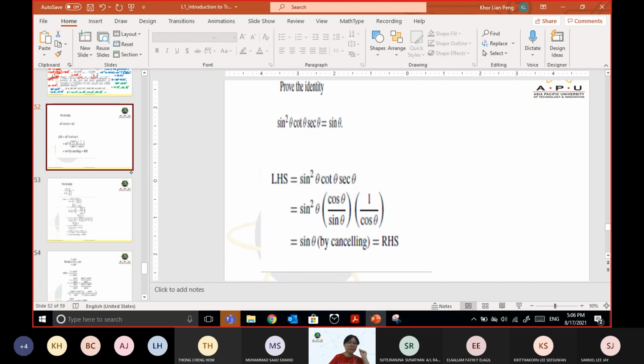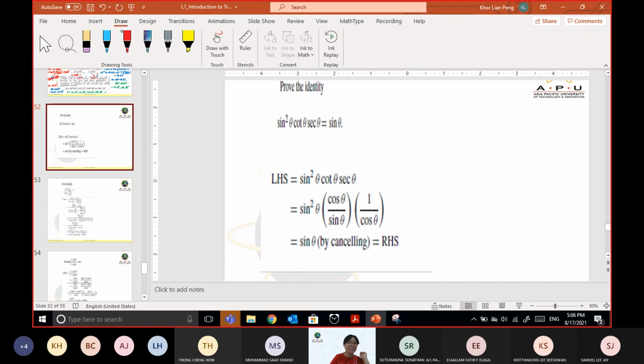When we want to prove the left-hand side equals the right-hand side, the right-hand side is only sine theta. So it's very hard for us to prove from the right-hand side to the left-hand side. It will be easier if we start from the left-hand side. So this is what we have: sine square theta cotangent theta secant theta.